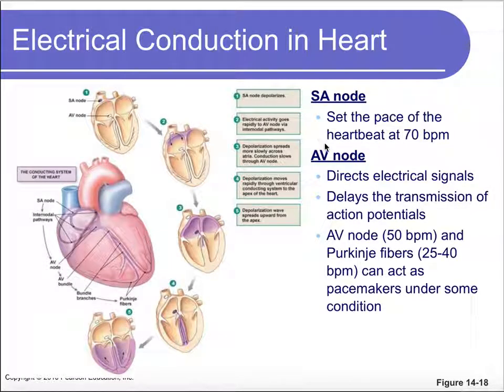Okay, so the SA node, again, is our pacemaker. It's set to beat our heartbeat at about 70 beats per minute. The AV node can also be autorhythmic, so it can kind of take over if we have any issues with the SA node, and it beats at about 50 beats per minute. And then the Purkinje fibers beat at about 25 to 40 beats per minute.